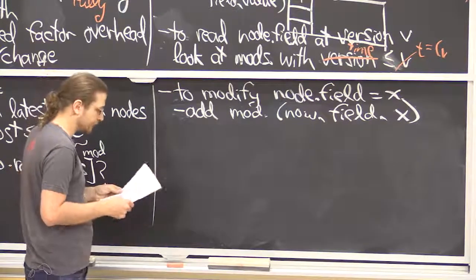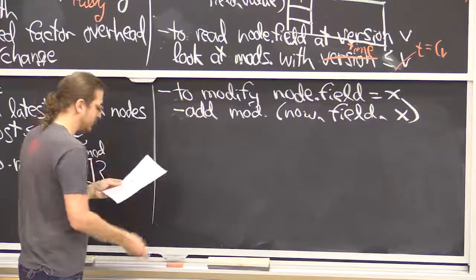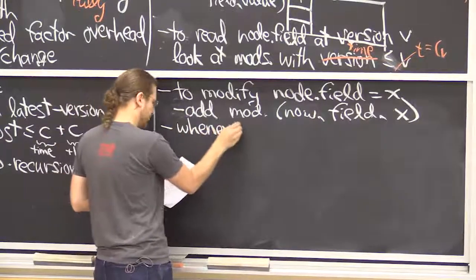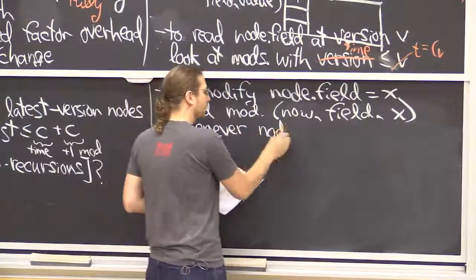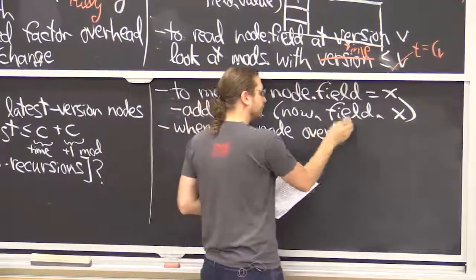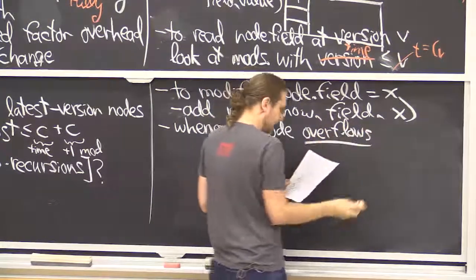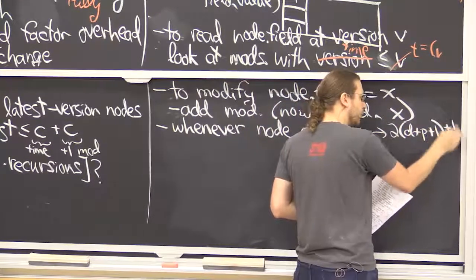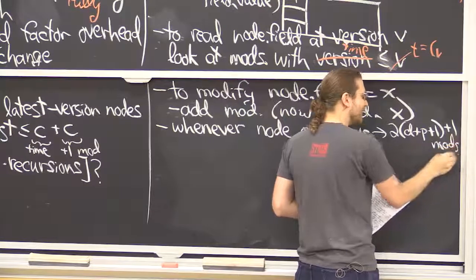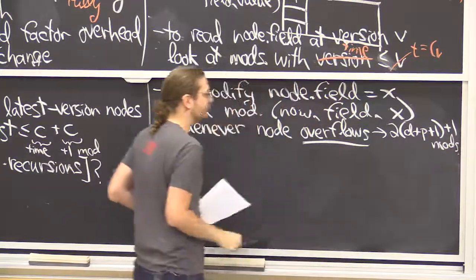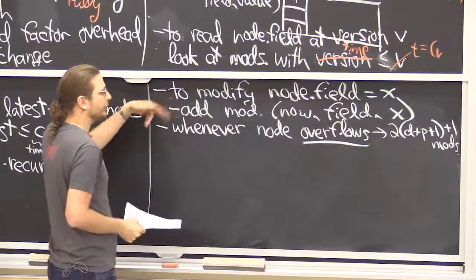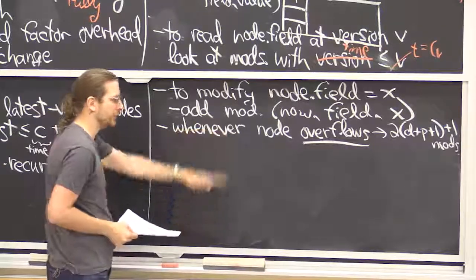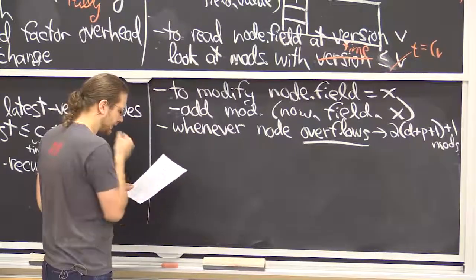Cool. So that's an update, and I'll view an update as taking constant time. But whenever a node overflows, this means that it has 2d plus p plus 1 mods. So this is like 2d plus 2p plus 3 mods, just one more than that. I'm constantly adding mods. At some point, nodes will overflow. Immediately, whenever any node overflows, I'm going to call this subroutine that I'm about to describe.